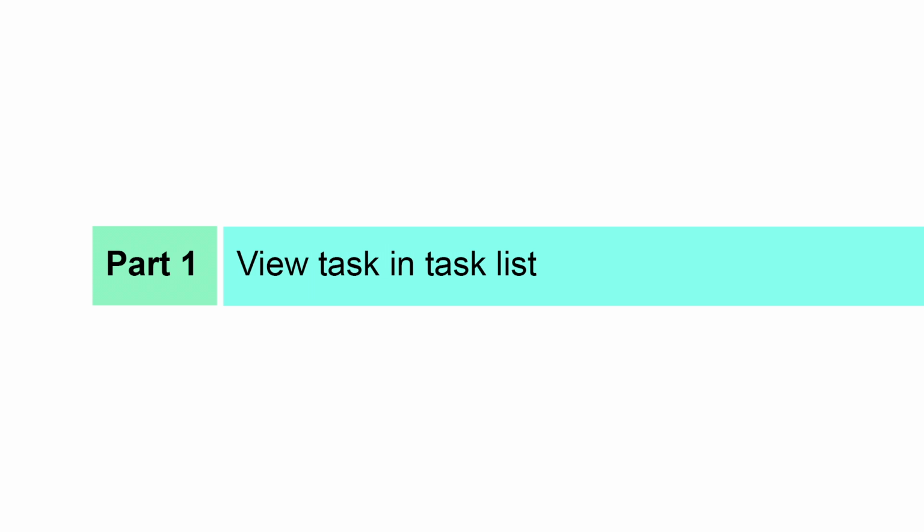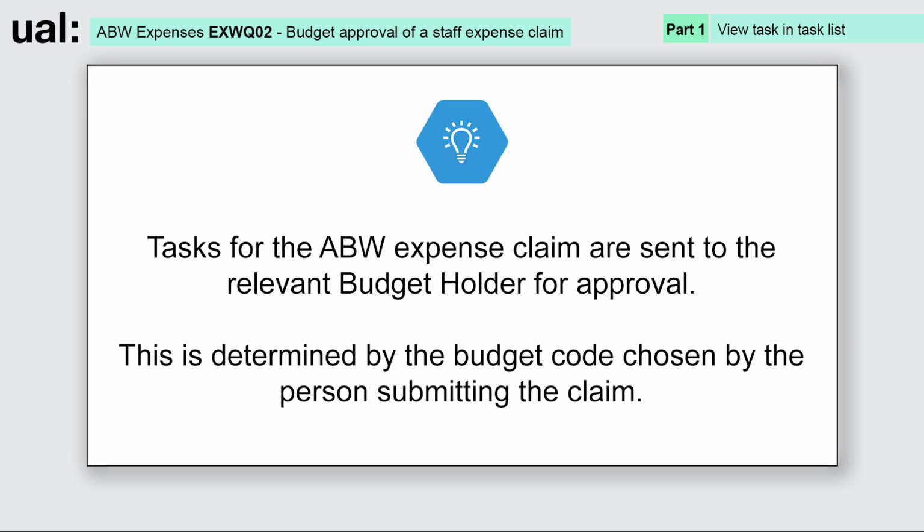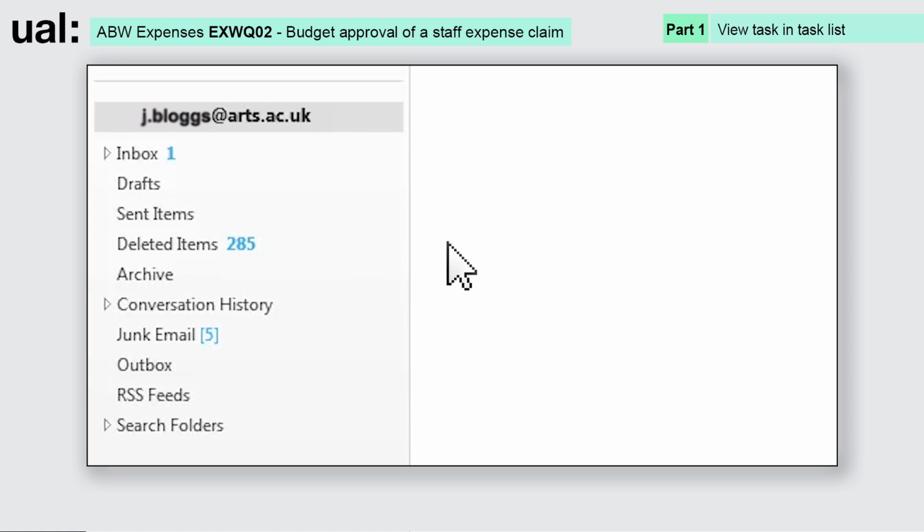Part 1. View task in task list. Tasks for the ABW expense claim are sent to the relevant budget holder for approval. This is determined by the budget code chosen by the person submitting the claim. When there is a task that requires action, you will receive an email to your arts.ac.uk email address.